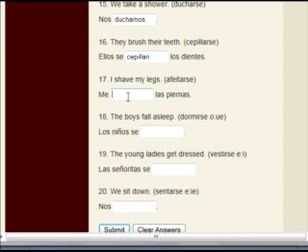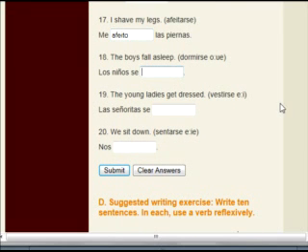Normal conjugations. Me afeito las piernas. The boys fall asleep. And this is an O to UE stem change verb. Los niños se duermen. The young ladies get dressed. This is an E to an I stem change verb. Las señoritas se visten. And we sit down. This is E to IE. However, in the nosotros form, as you know, it does not change. It's not within that shoe. So it's sentamos. Nos sentamos.